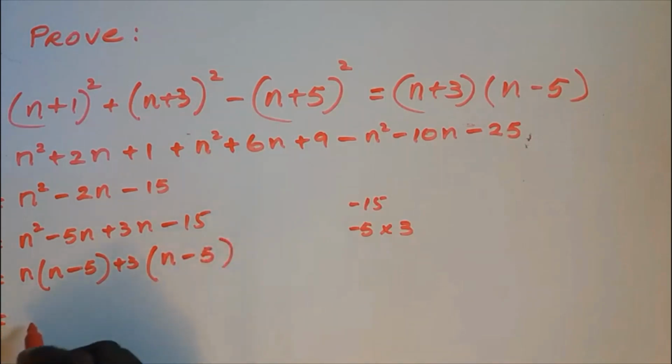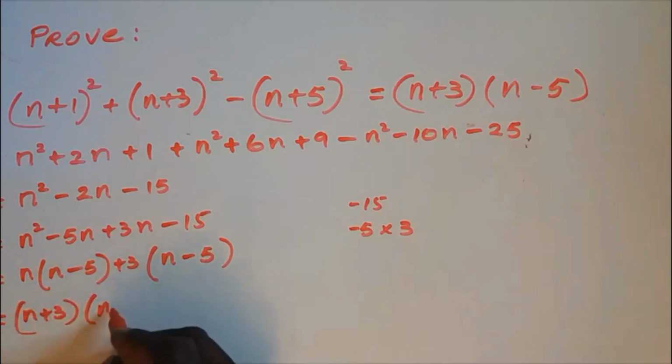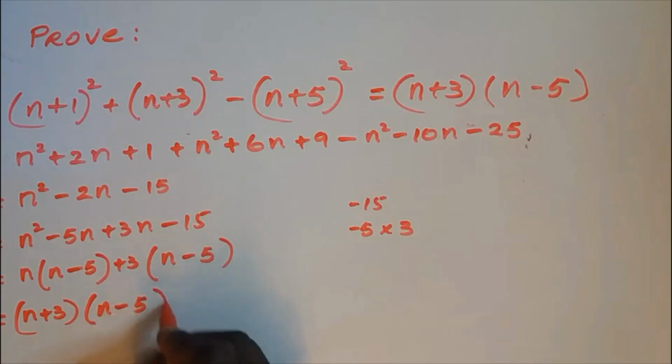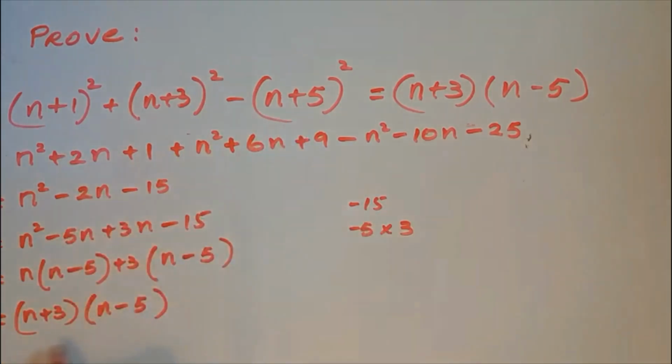which is equal to n add 3 is common to n minus 5. So this shows that we've proven what's on the left hand side here is equivalent to what's on the right hand side.